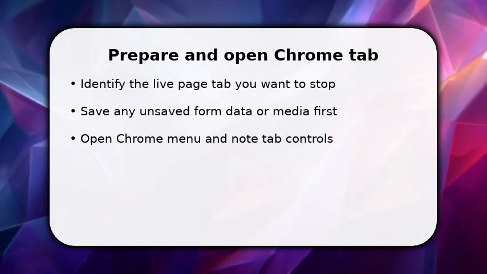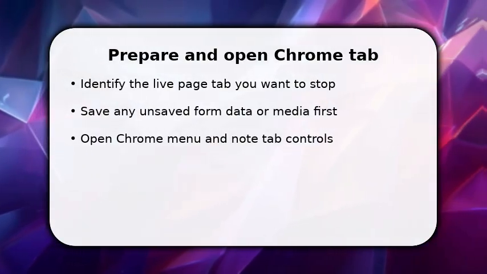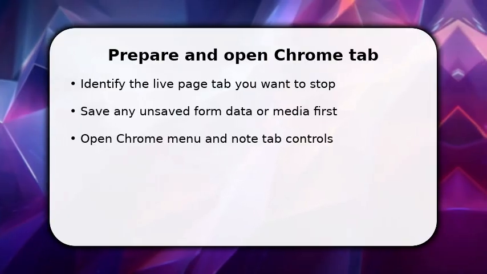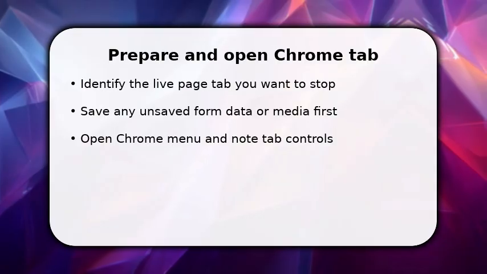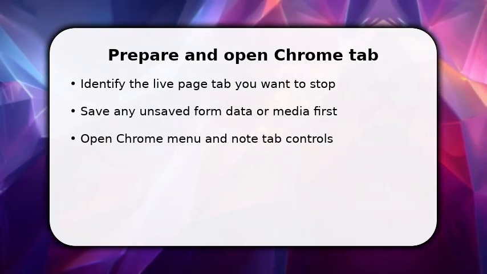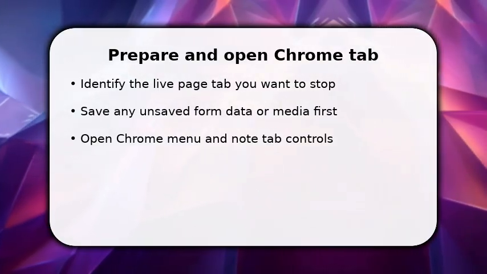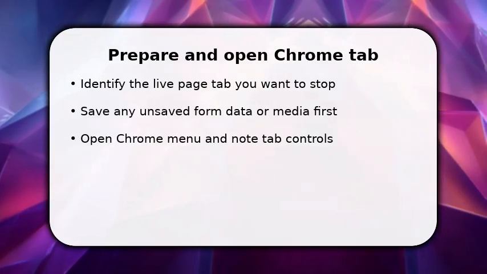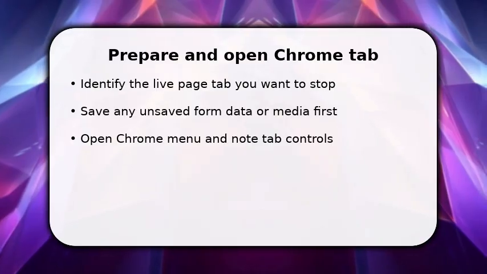You start by confirming which live page must stop updating. This prevents data loss. You should save drafts or media now, because once you halt live rendering, some dynamic state may be lost. Next, focus the tab in Chrome and open the three-dot menu so you can access tools. This gives quick access to pause features and developer tools. Once done, you're ready to take the first actionable steps to stop live updates.